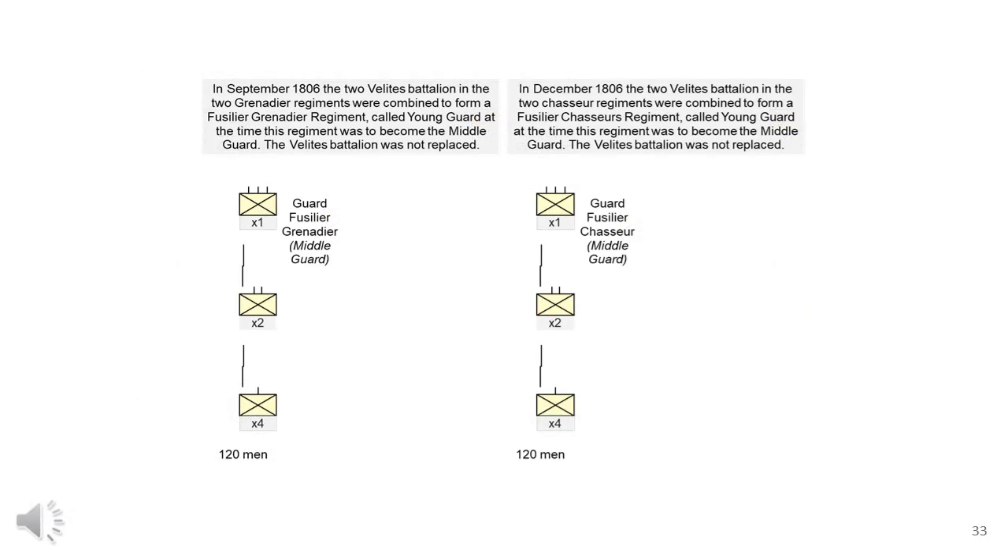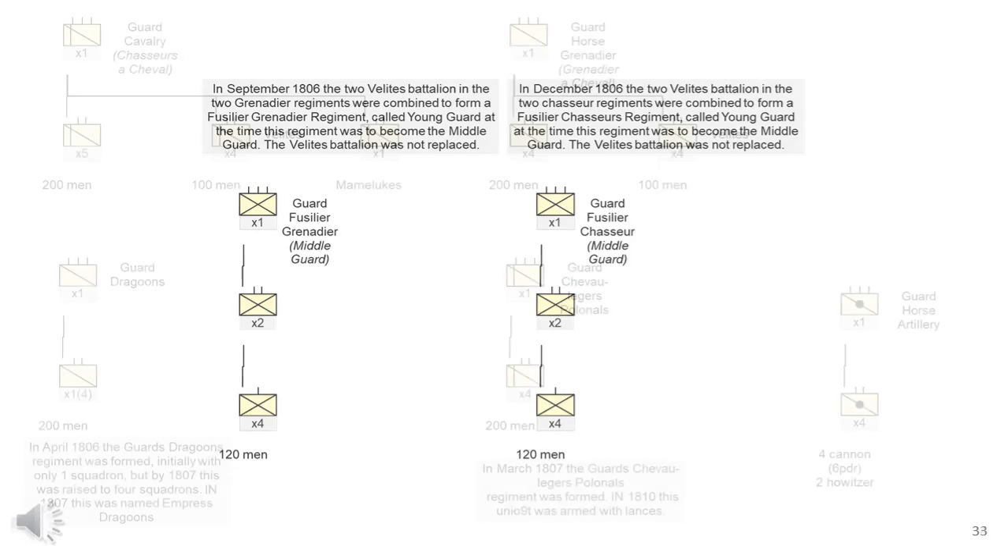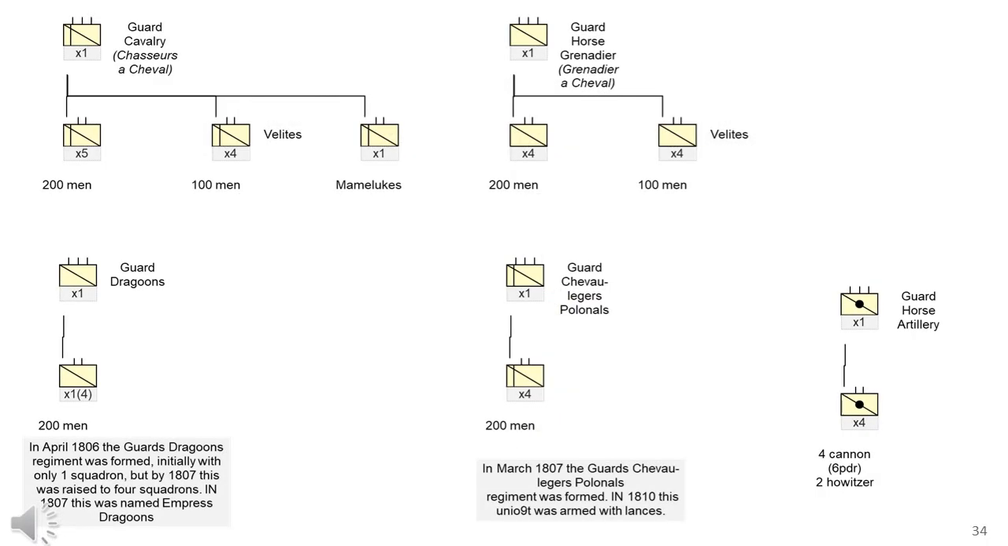The Velites battalions were removed from the original Guard regiments and increased in size to form 2 new Guard regiments, 1 Grenadier and 1 Chasseur. These were originally called New Guard, but became the Middle Guard in 1810. Until then, these 2 regiments were still considered as full Guard regiments. The Guard cavalry was even more varied.